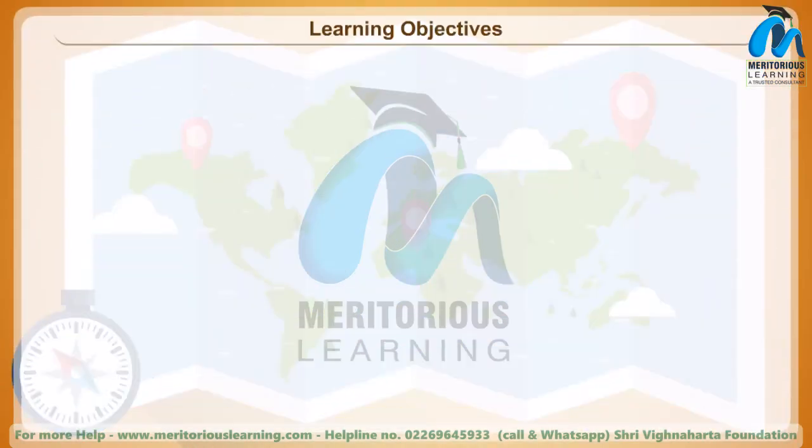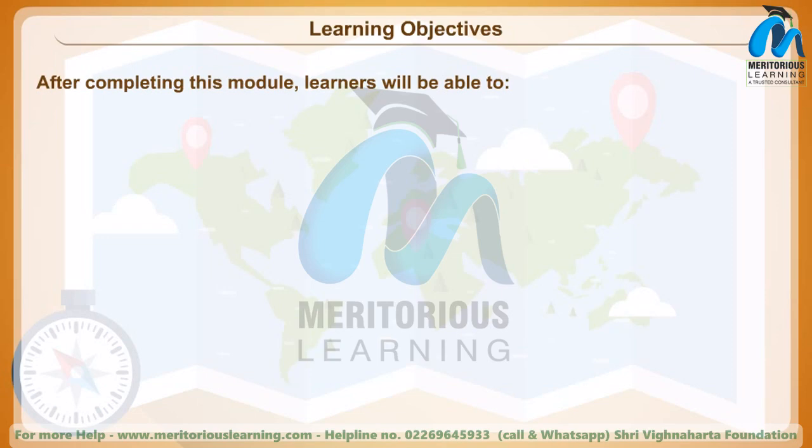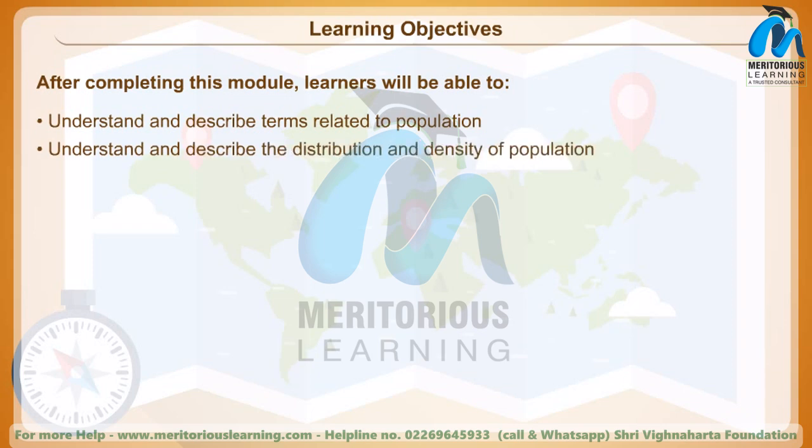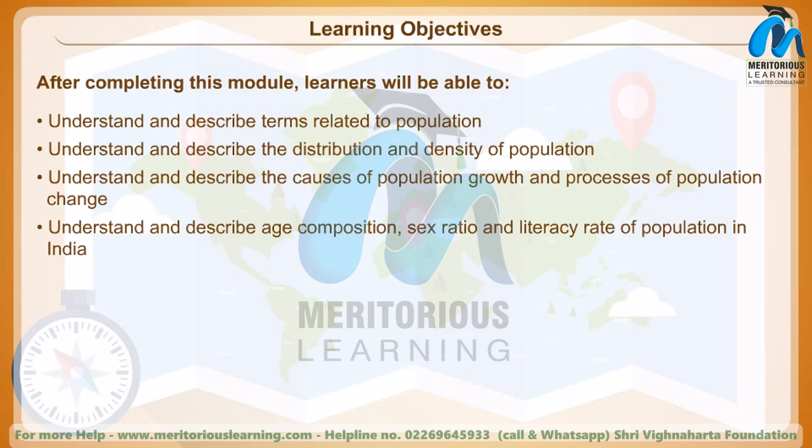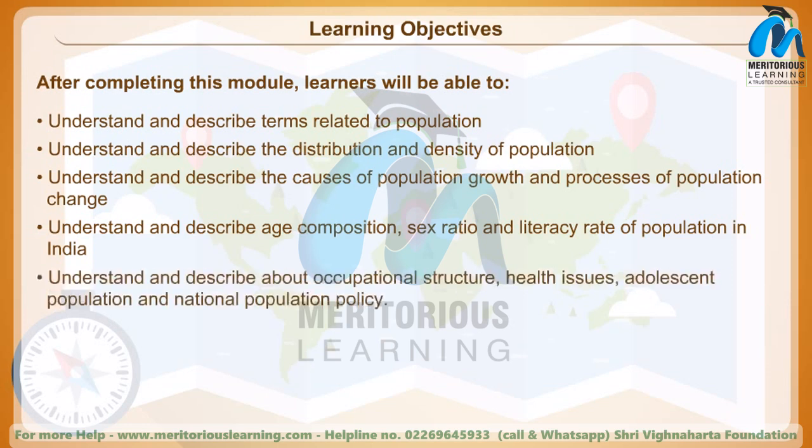Learning objectives. After completing this module, learners will be able to understand and describe terms related to population, understand and describe the distribution and density of population, understand and describe the causes of population growth and processes of population change, understand and describe age composition, sex ratio and literacy rate of population in India, understand and describe about occupational structure, health issues, adolescent population and national population policy.